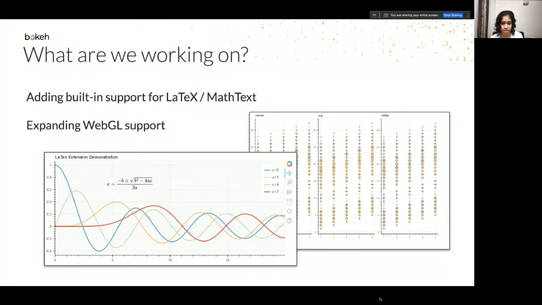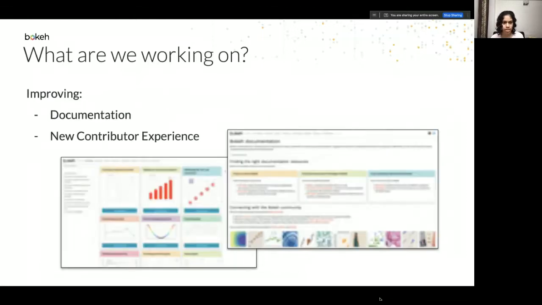Next is expanding WebGL support. So Bokeh has been relying on WebGL for a long time, and Ian Thomas has worked on moving our code base to use Regl instead, so that porting is done, and now we're working on some performance improvements and on some new glyphs, rectangles, polygons, etc.